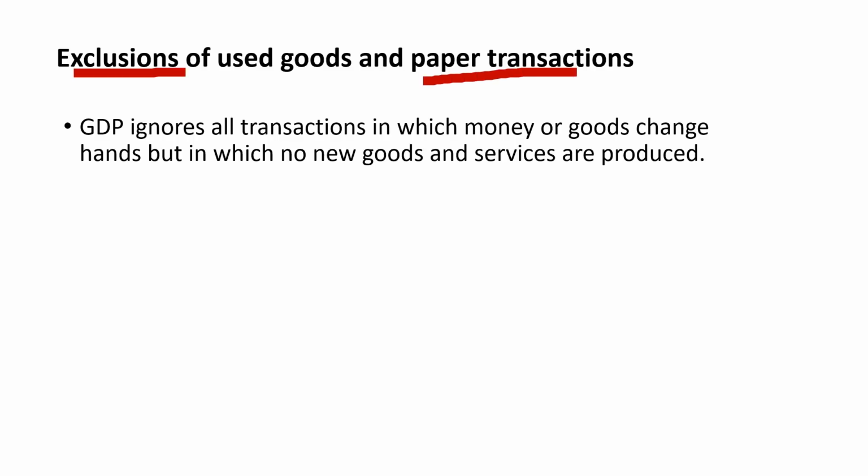Okay. We also don't include paper transactions in our GDP calculation. Paper transactions, for example, stocks and bonds, don't get counted in GDP as they are purely financial transactions.